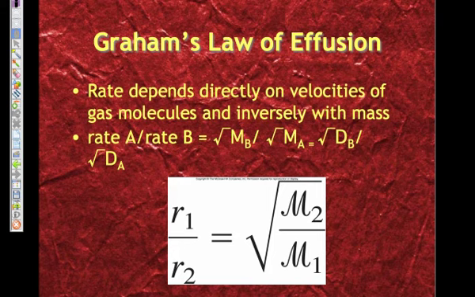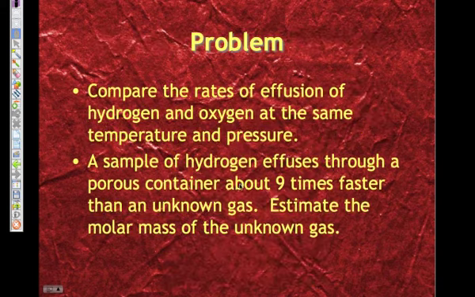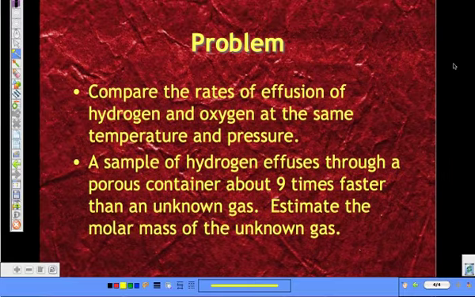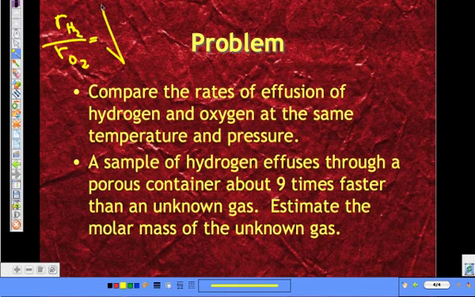Let's do at least one example here. Compare the rates of effusion of hydrogen and oxygen at the same temperature and pressure. Which one should be faster? Hydrogen, because it's smaller. So let's put RH over RO, and actually it's O2 and H2, as gases. What's the molar mass? We want the molar mass of oxygen on top. Since it's O2, it's 16 times 2. And then this would be 2.02.